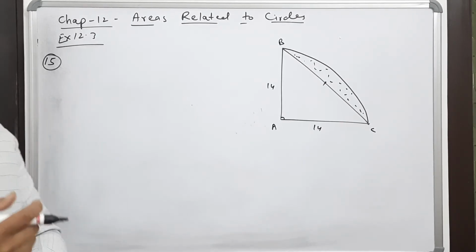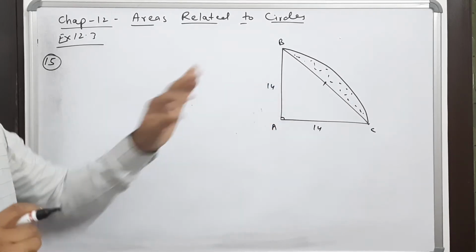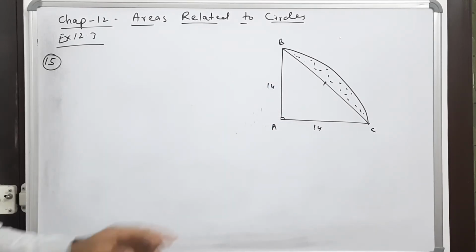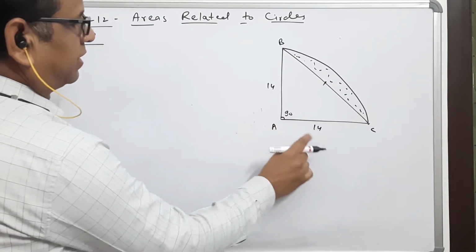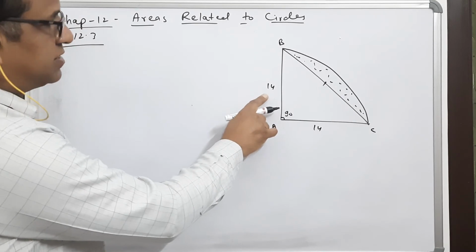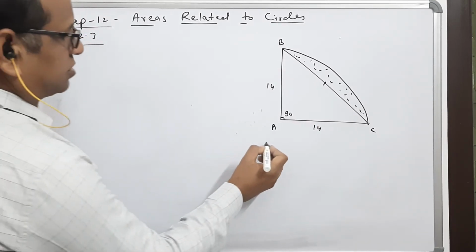Now sum number 15. This is a little typical problem. So I have made only the half part of the diagram. This is 14 centimeter. This angle is 90 degree. This is 14 centimeter. This is 14 centimeter. So first of all we will calculate BC by Pythagoras theorem.